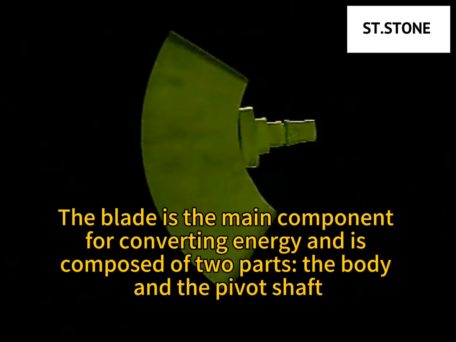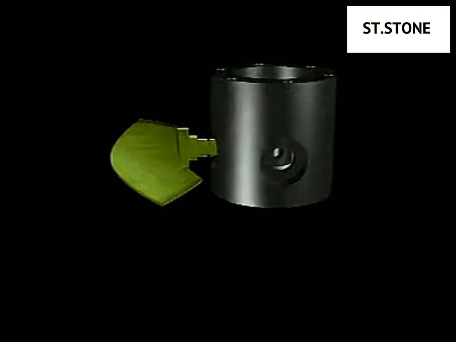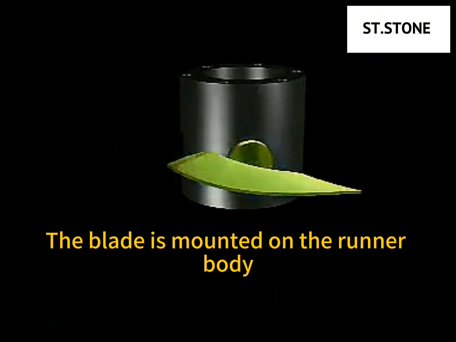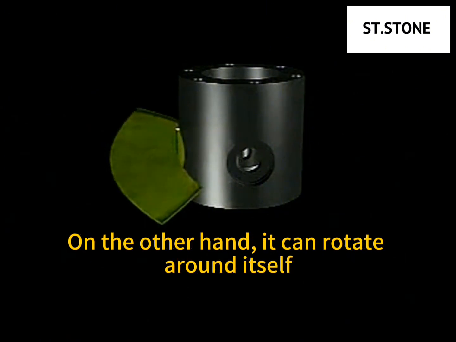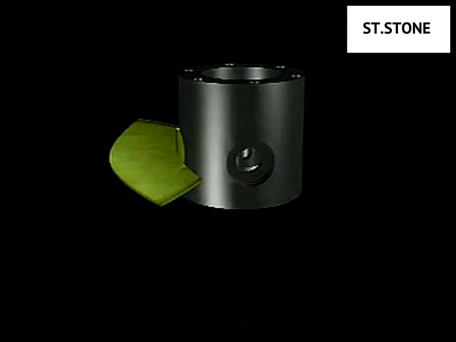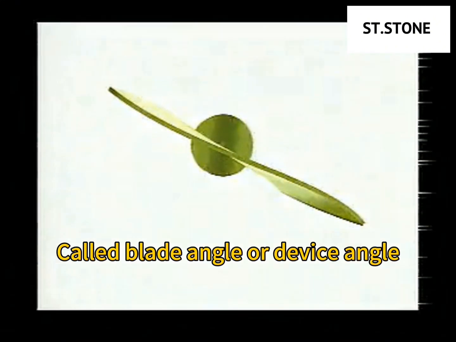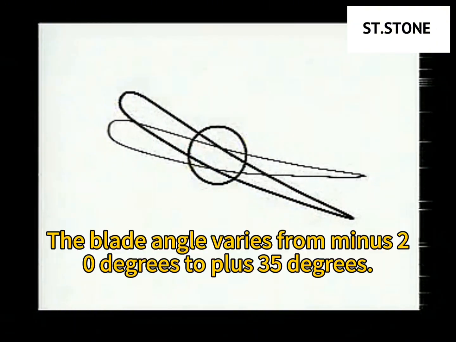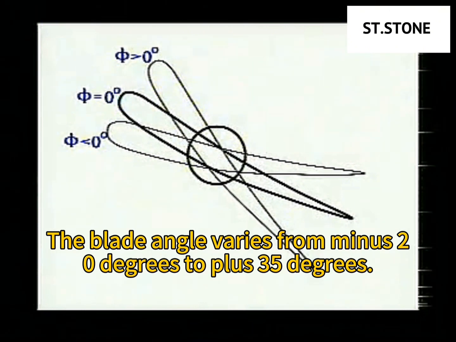The blade is the main component for converting energy and is composed of 2 parts, the body and the pivot shaft. The blade is mounted on the runner body. On the one hand, it rotates together with the runner body. On the other hand, it can rotate around itself. The angle at which the blade rotates is called blade angle or device angle. The blade angle varies from -20 degrees to +35 degrees.